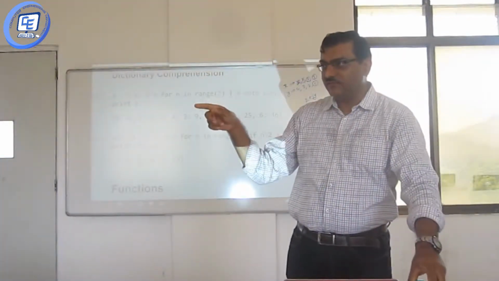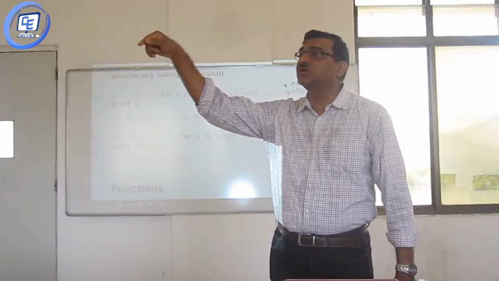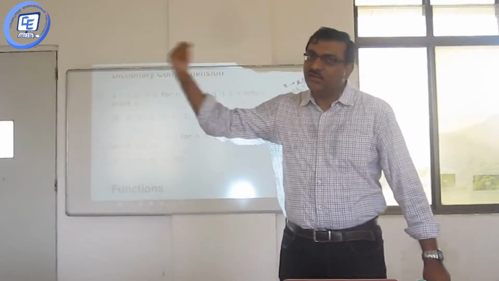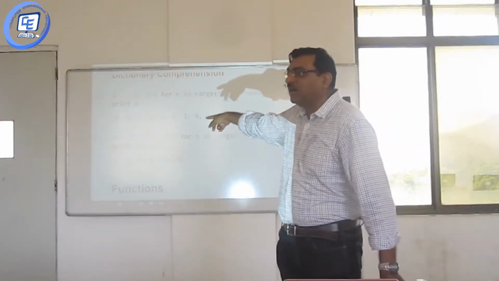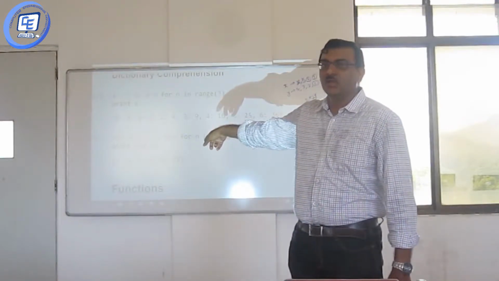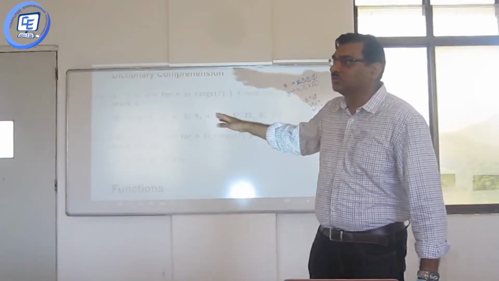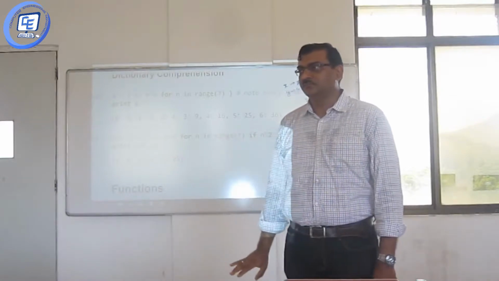Numbers 1, 3, 5. What is 3 percentage 2? What is the remainder? 1. So then that condition will be satisfied and this operation will happen. 4 percentage 2 is 0. So this will not happen. Okay?